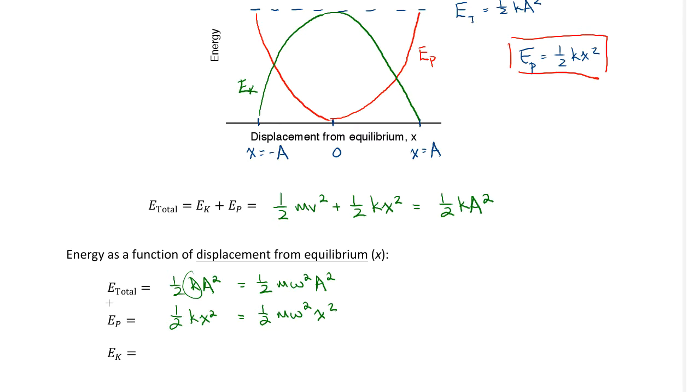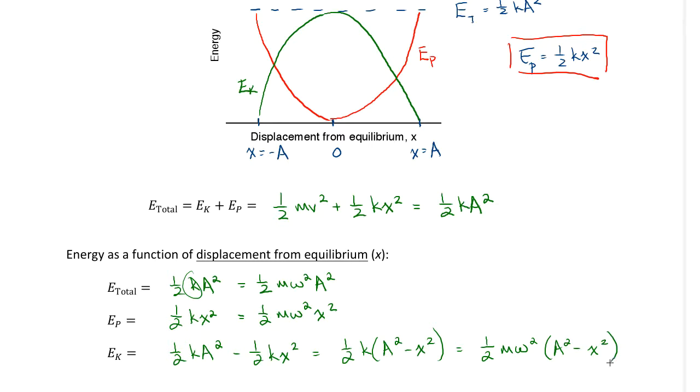And if I want to find the kinetic energy, I just take the total energy and subtract whatever energy is made up by potential energy, because kinetic and potential are the only two types of energy we have here. So I take my half times kA squared and I subtract a half kx squared. And I can factor out the half k and get a half k times A squared minus x squared. And once again, if I prefer to write k as m times omega squared, I can do that. So a half m omega squared times A squared minus x squared.